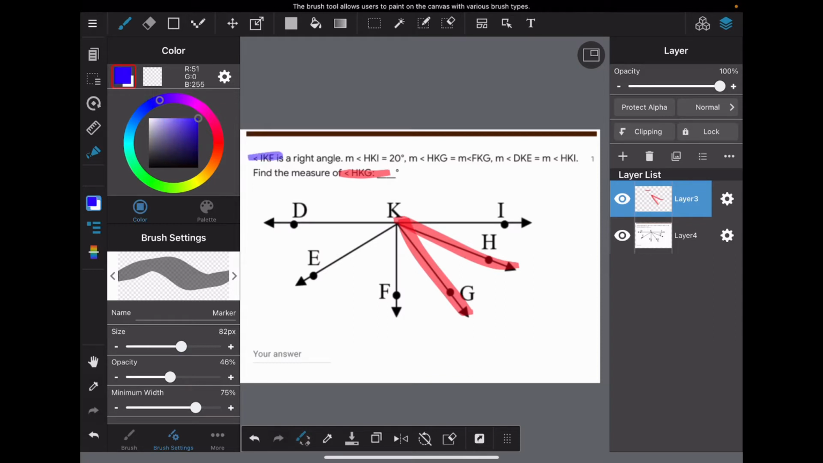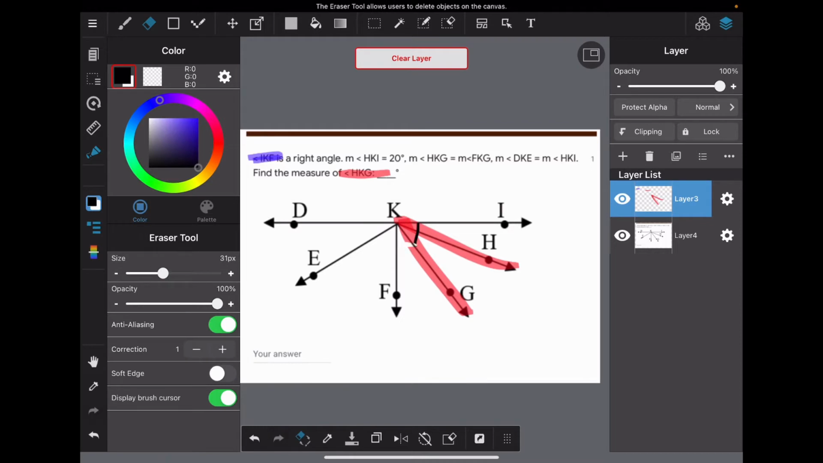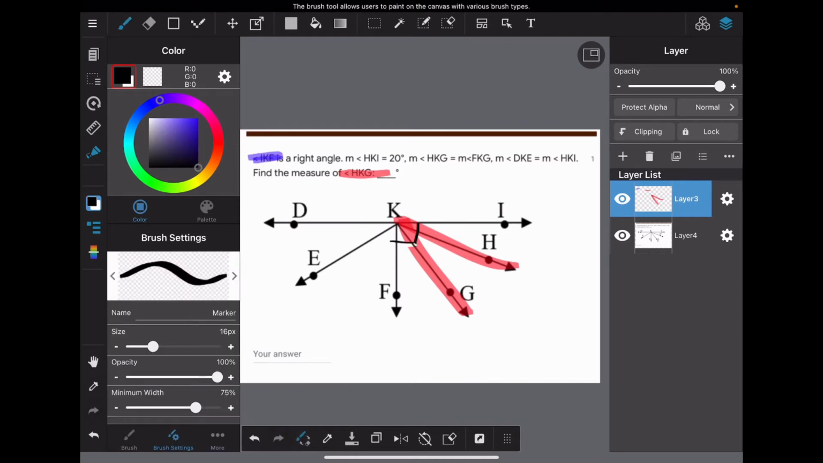We know that IKF is a right angle. So I'm going to go ahead and mark that as such. We have IKF is a right angle. And because IKF is a right angle, and we know that DKI here is a straight line, DKI must equal 180 degrees. And since 180 minus 90 equals 90, we know that this angle over here, angle DKF, is also a right angle. So we have two right angles.